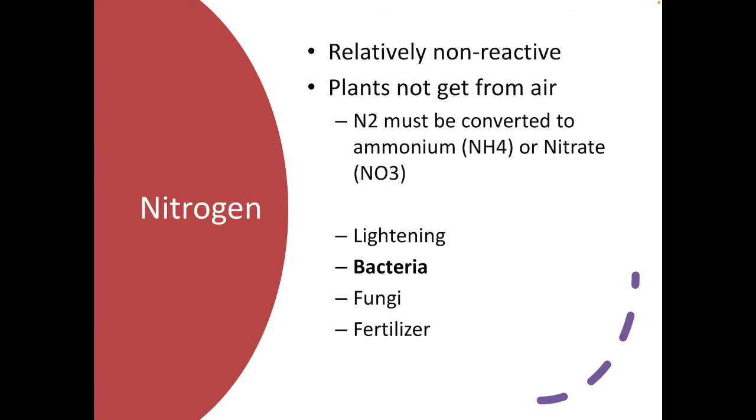Nitrogen is relatively non-reactive. If we look at nitrogen in the air, it's N2. It's very difficult for plants to get to that. We need to convert it to ammonium or nitrate for plants to be able to utilize that, and we do that through chemical processes. Lightning does that. Fungi can do it. We can add fertilizer. But bacteria and fungi are the two main ones that plants will interact with, and those organisms can actually take N2 and other forms of nitrogen and convert it into plant usable forms.